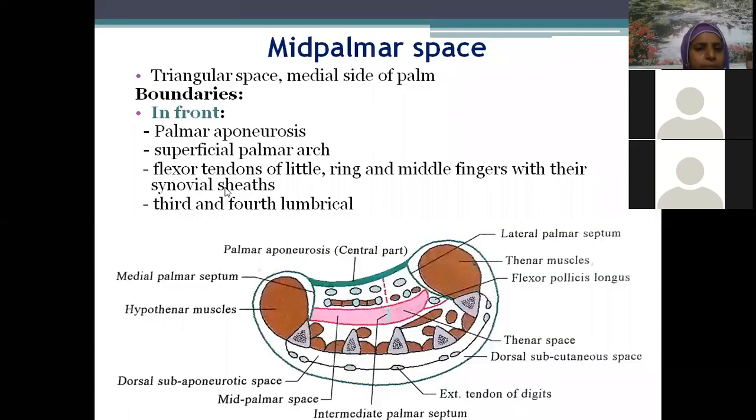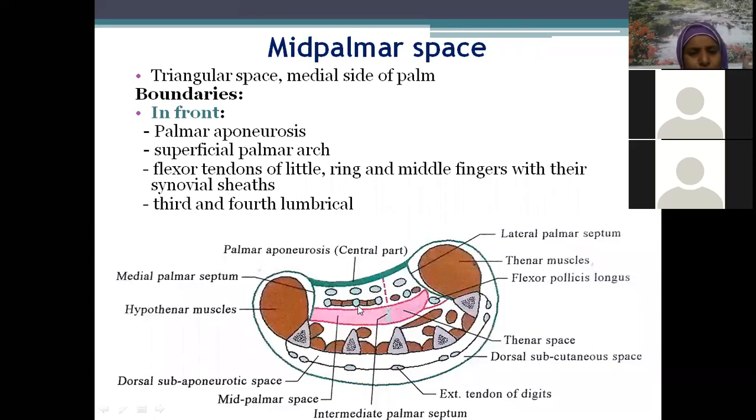Then in front of this space, what are we finding? Suppose this is the space, this is front and this is behind. In front, we find the palmar aponeurosis. Below this, in today's class itself, we will also discuss the arches, the superficial palmar arch, and I will show you how it is formed. Below that you are finding the flexor tendons moving towards the little finger, ring finger and middle finger, along with their synovial sheaths.